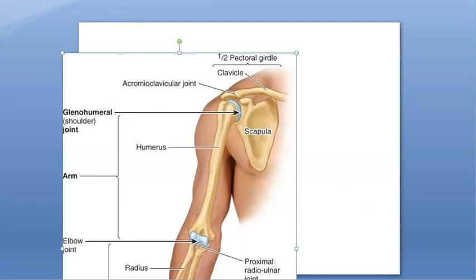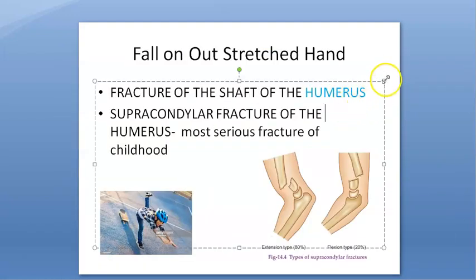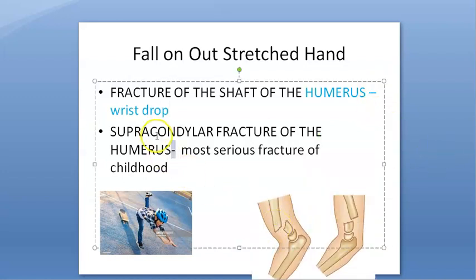Which fracture? Here. Supracondylar fracture of the humerus is very important because it's a very serious fracture. It can lead to a lot of problems. So basically, shaft of humerus will lead to wrist drop, etc. That and all you will write. Now coming to supracondylar fracture, this is what we are talking about.